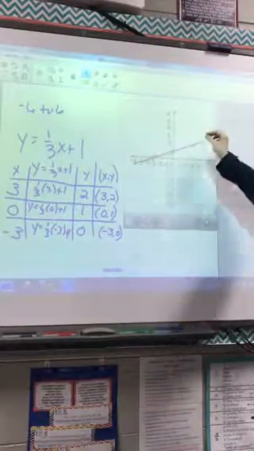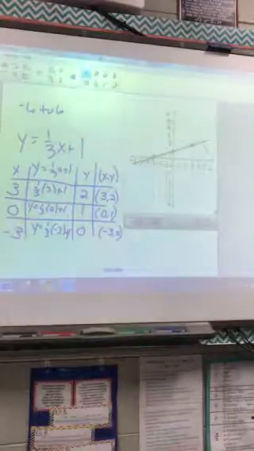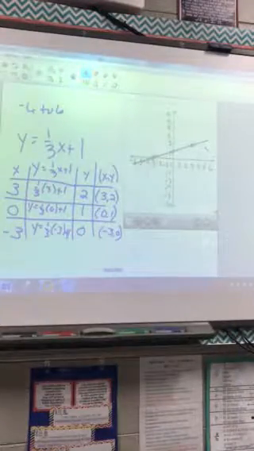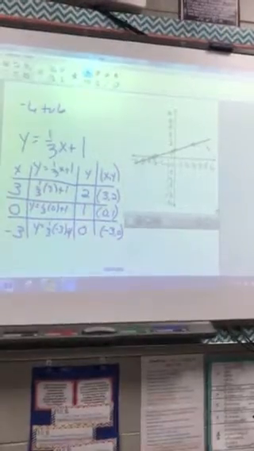Any point on that line will make a true statement for this equation. Hopefully that helps you figure out what was going on, and you'll be able to finish your homework. If not, I'll see you Tuesday.